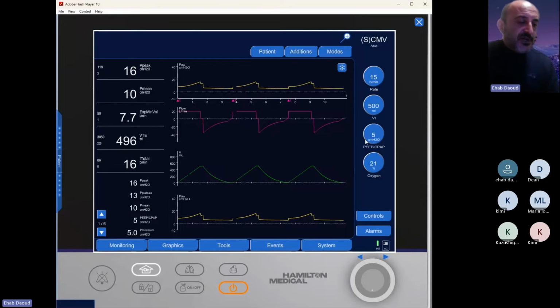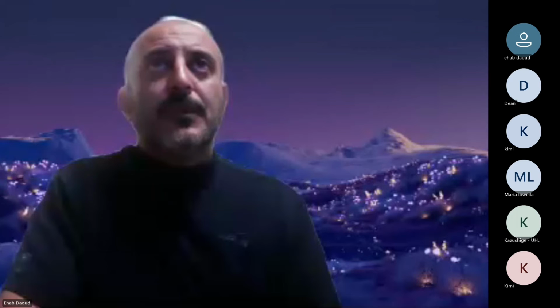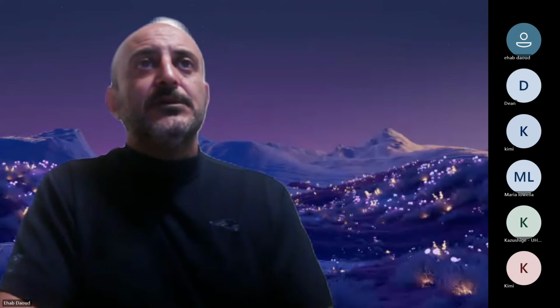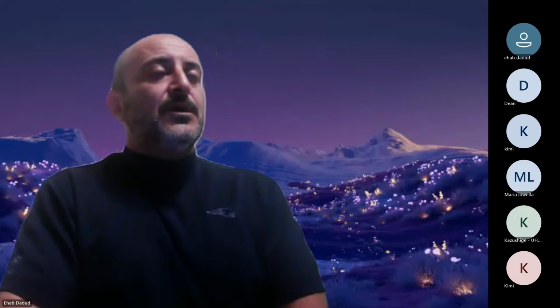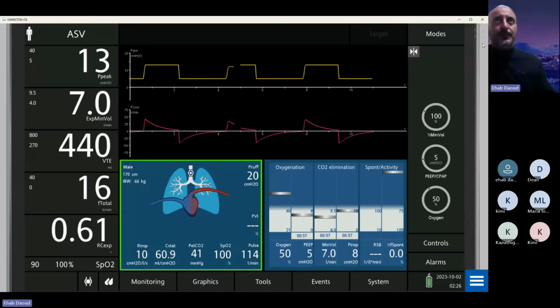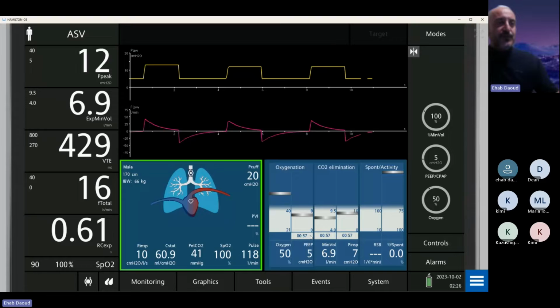I want to talk about setting the PEEP and setting transpulmonary pressure. So I'm going to stop sharing here and I will go into my other simulator. Sorry, bear with me here. Okay, so this is another simulator from Hamilton.